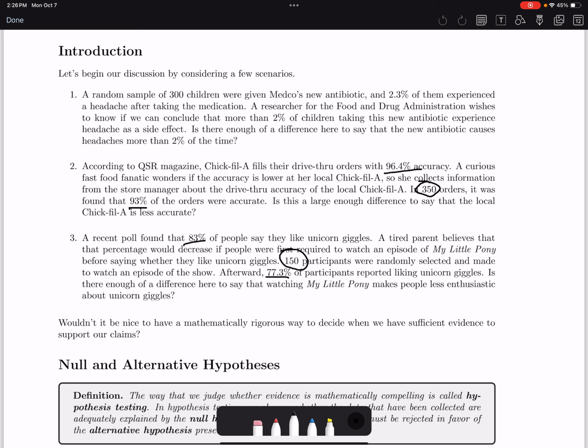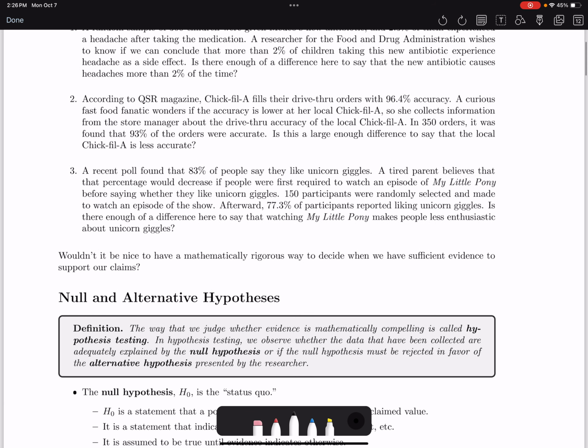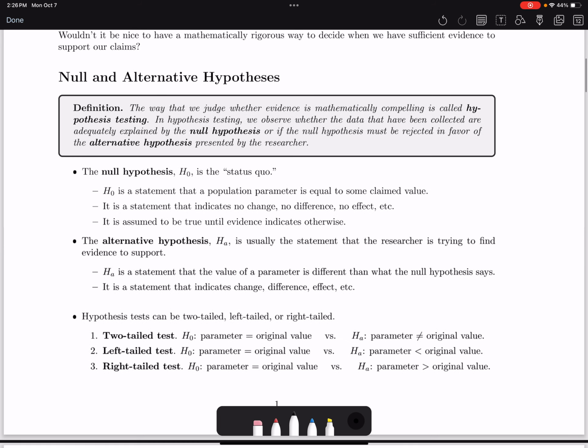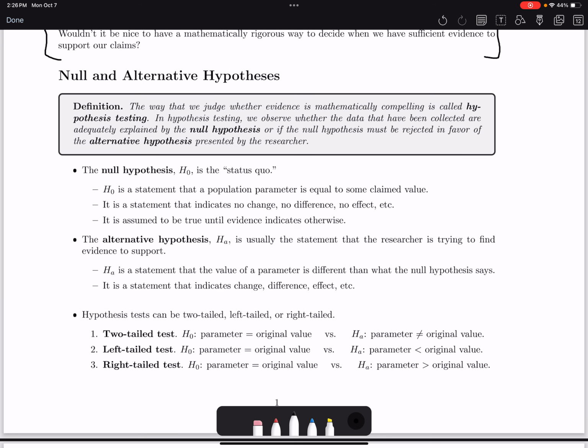And so the whole reason that I'm giving you these examples right off the bat is to just point out, man, wouldn't it be nice if there were a mathematically rigorous way to decide when we have sufficient evidence to support our claims? And that's exactly what hypothesis testing is all about. So the way we judge whether evidence is mathematically compelling is called hypothesis testing. In hypothesis testing, we observe whether the data that have been collected are adequately explained by the null hypothesis, or if the null hypothesis must be rejected in favor of the alternative hypothesis presented by the researcher.